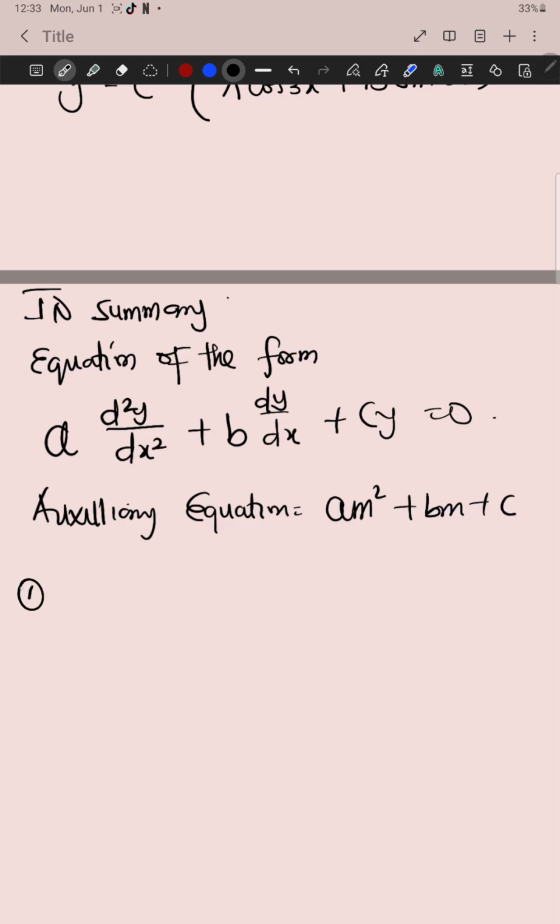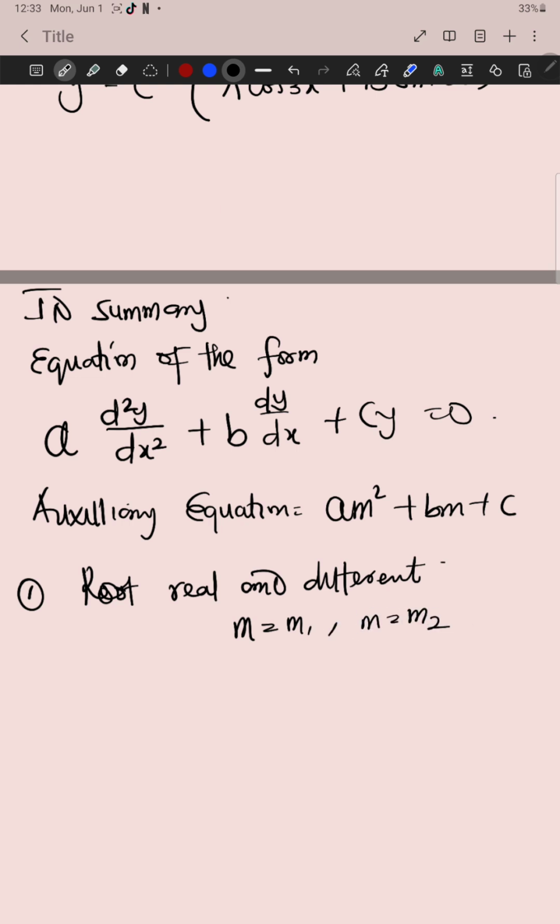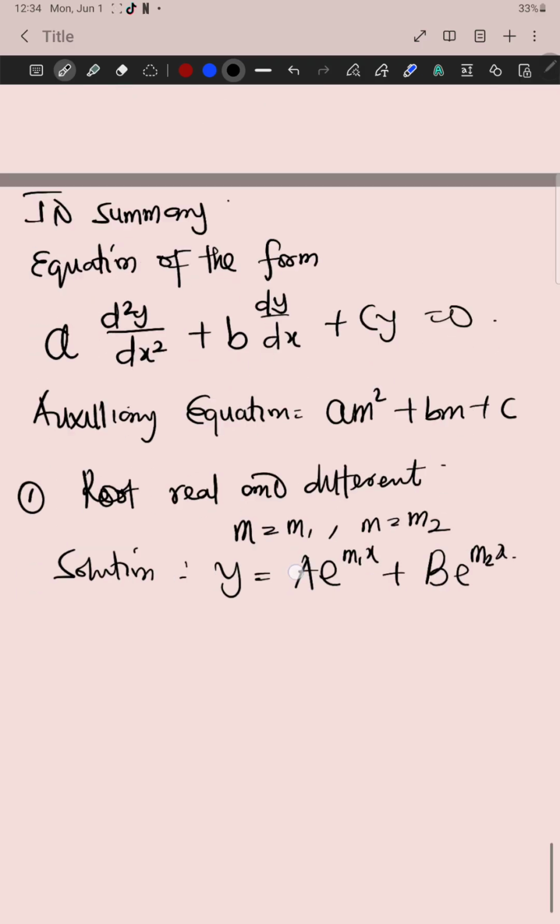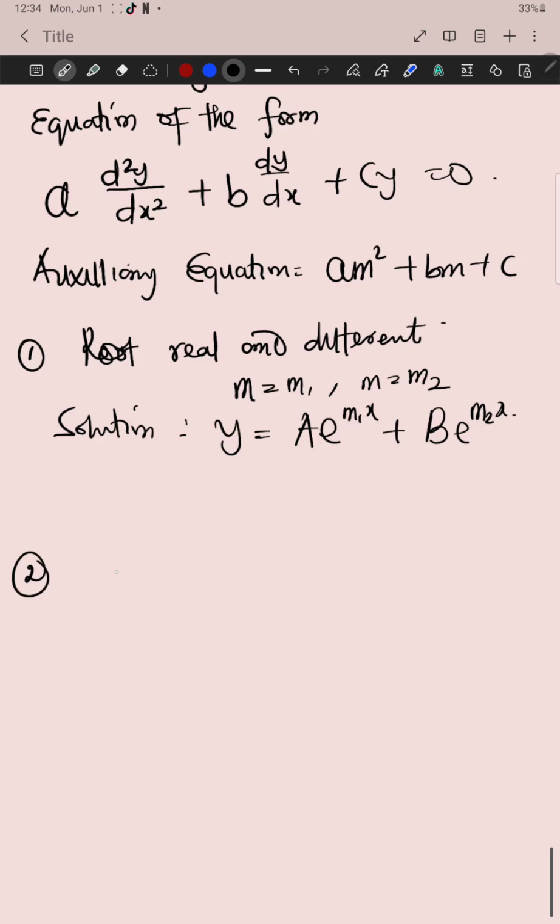So for case study number one, if the roots are real and different, you are going to be having m is equal to m1, m is equal to m2. So your solution there, when the roots are real and different, will be y is equal to A e to the m1 x plus B e to the m2 x.